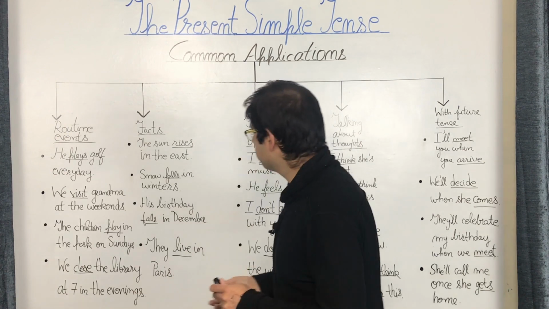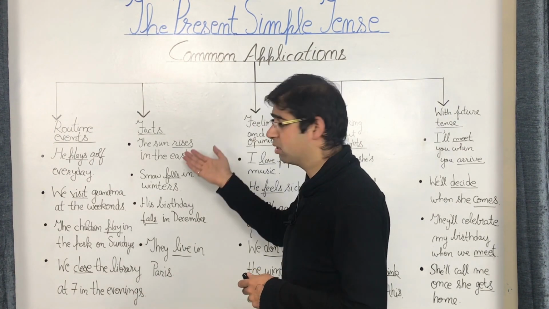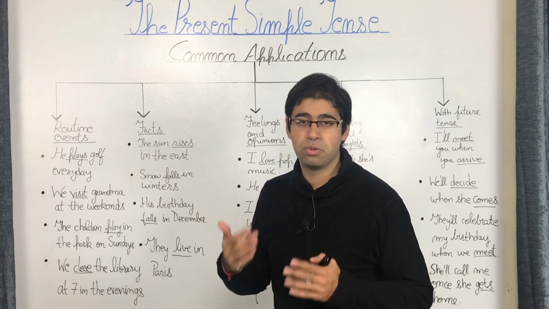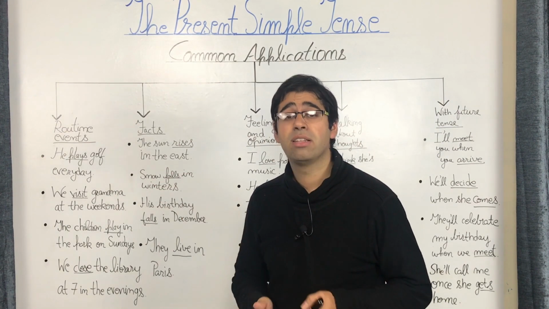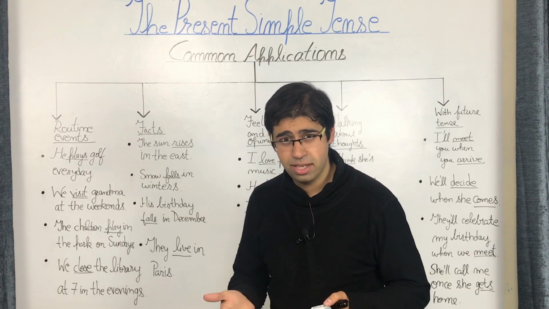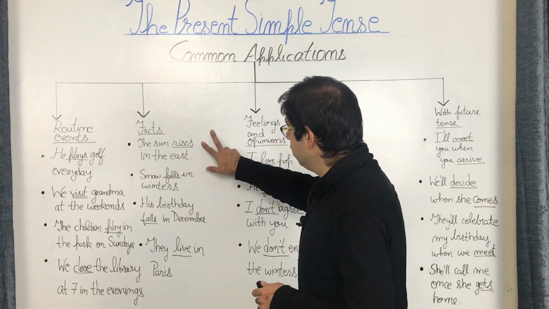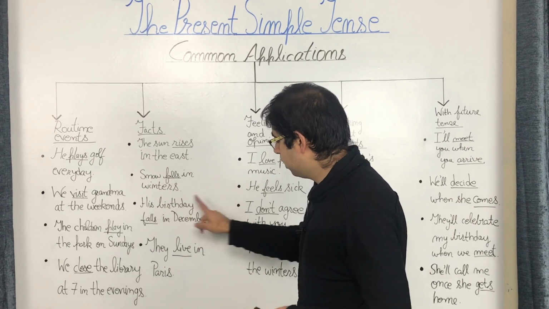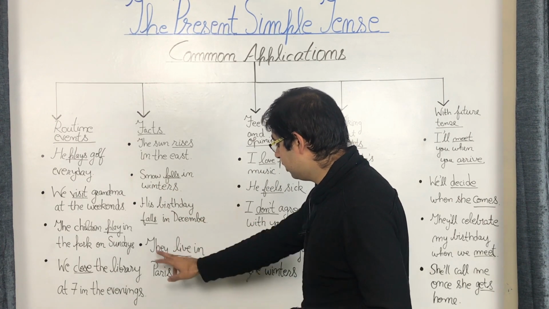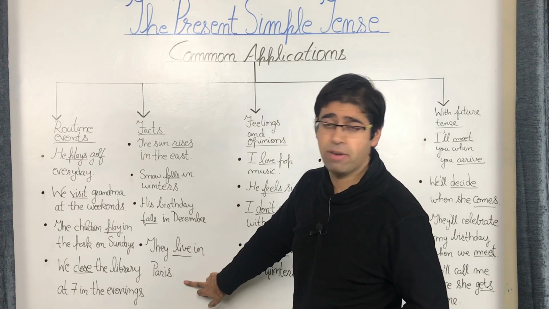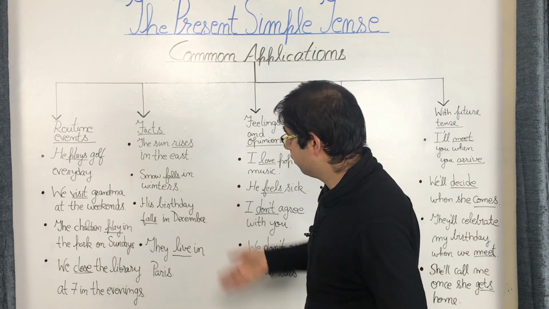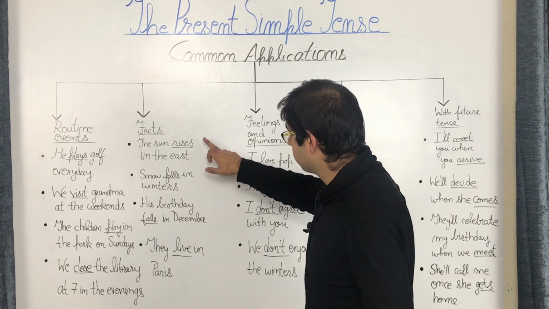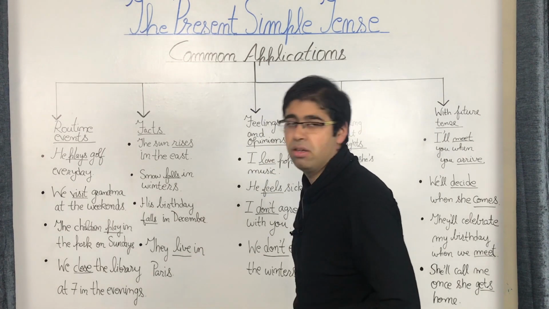Now we come to the second usage, which is fact. Now very quite simply put, whenever you're going to express a fact or a universal truth, you're going to use the present simple for the same reason that the present simple is a permanent tense. Let's have a look. The sun rises in the east, snow falls in winters, his birthday falls in December, they live in Paris. All facts about people, about geography, about seasons, and so forth. So you've got the verbs in the present simple: rises, falls, live, and so on.